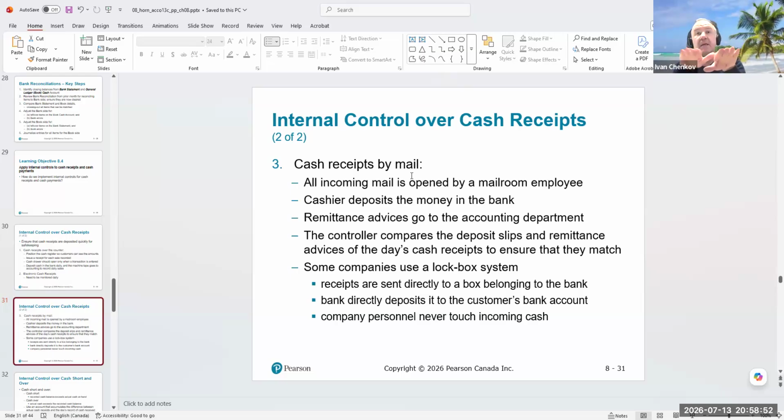Some companies can use the lockbox system. The lockbox system is directly provided by the bank. All deposits are put in the bank, and personnel from the bank come and pick up the box. So in that case, the company people never touch anything.